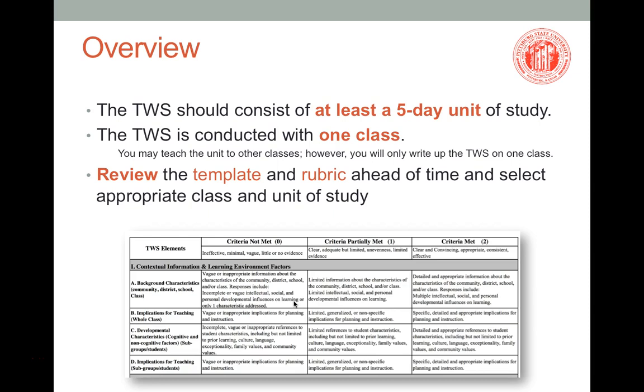Now, the teacher work sample consists of at least a 5-day unit. It doesn't have to be just 5 days. It could be 6, it could be 10, but it usually has to be a minimum of 5 to get all the things that we're going to ask you to do done. Now, it's not conducted in all your classes if you're teaching. It's only conducted in one. And that's the only class that you use to do all the write-up on the contextual factors and the analysis of the data.